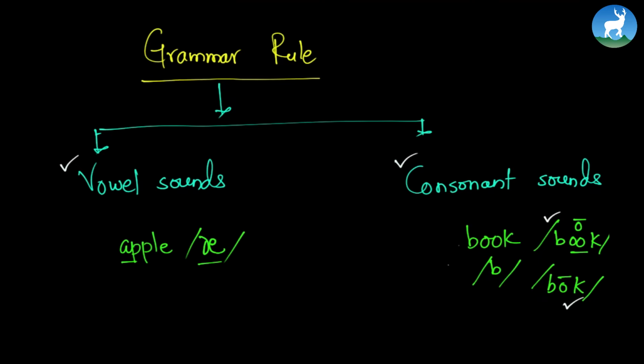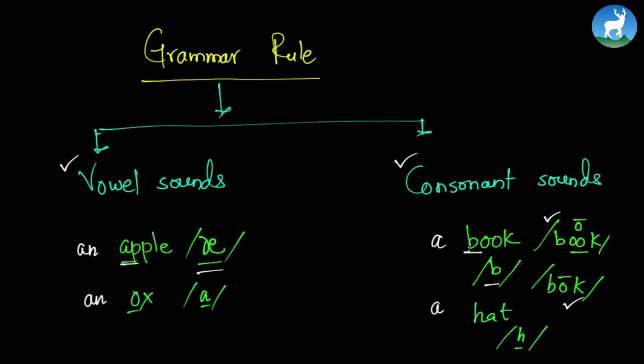So my point is the word book has a b sound, while the word apple has an a sound. Let us look at more examples. The word ox has a vowel sound, right? While the word hat has a h sound. That is why we prefer using an apple, an ox, while we use a book or a hat.